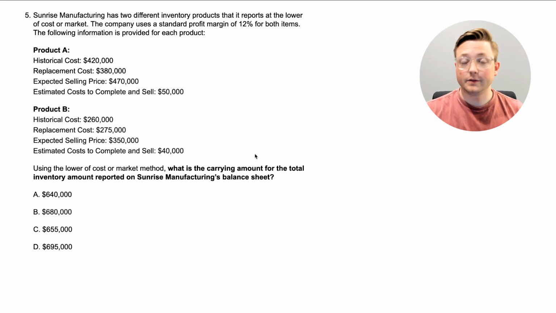So pause the video, go through this. Again, we've done this twice already, so I think you can figure out how to do this. Pause the video and come back when you're ready. We'll look at it together. All right, here we are.